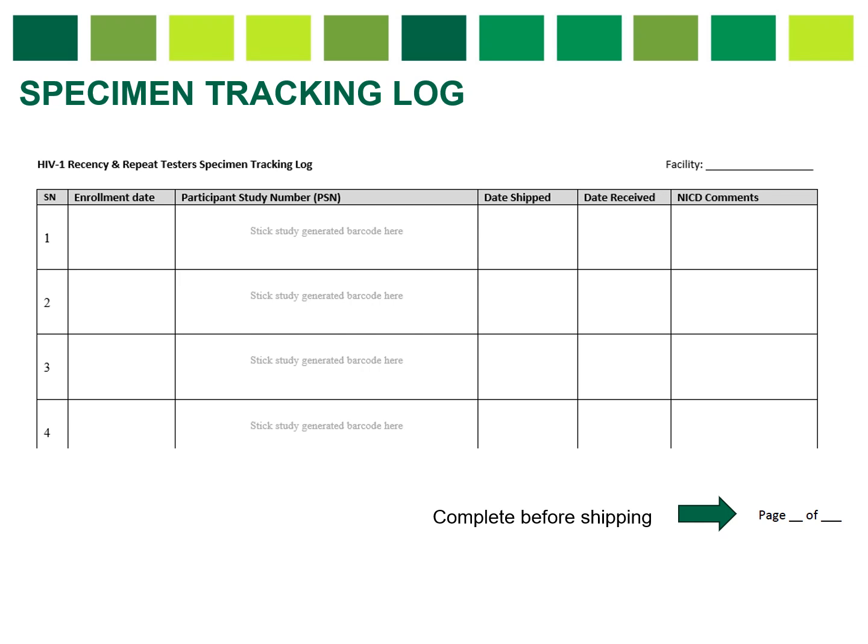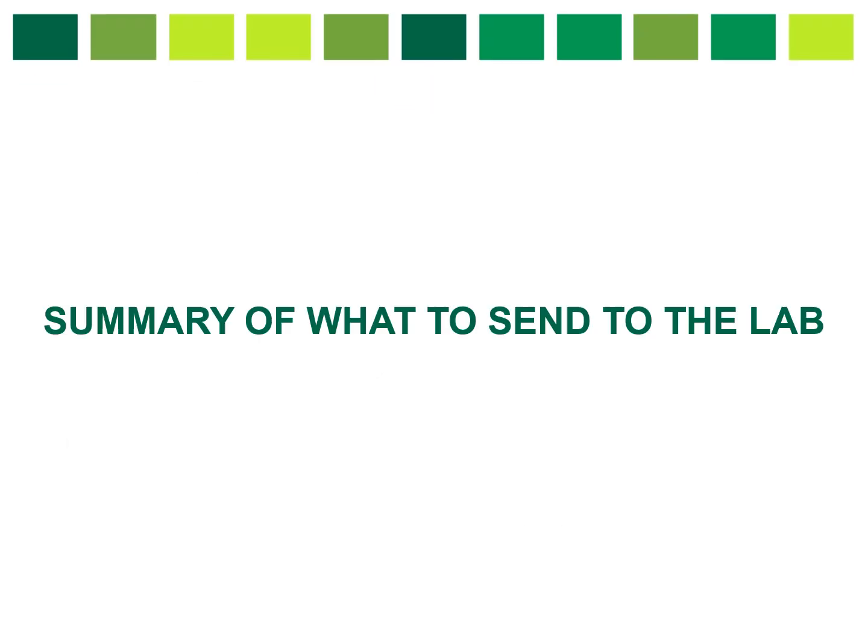So very similar to the other logs, we have the enrollment date, the participant study number, the barcode, the date it is shipped, and when it reaches the lab, we will then note the date it was received and if there are any comments. For example, if it's missing one of the LabTrack logs, or if the samples are not labeled with a barcode, or if the consent was not ticked, we'll note this on the log. So it's important for you to complete the first section and send with the samples.